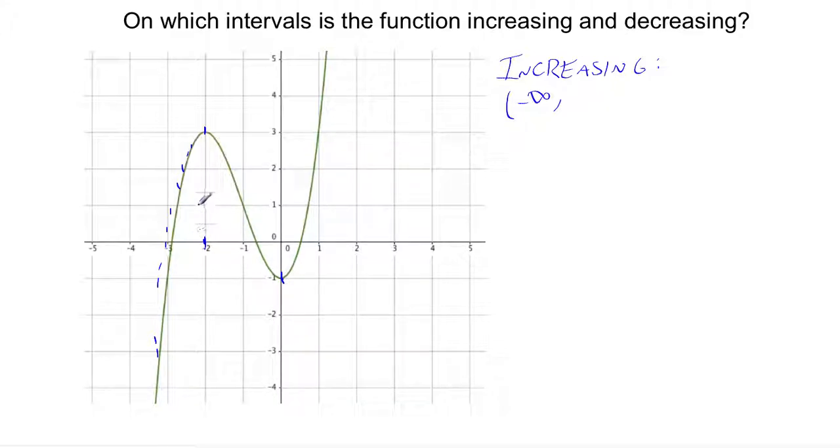So from negative infinity to negative 2, and then again from negative 1 all the way up to positive infinity. Now, with this interval notation, note I put parentheses here, not brackets. And that's because at the point negative 2, it's actually not increasing or decreasing.